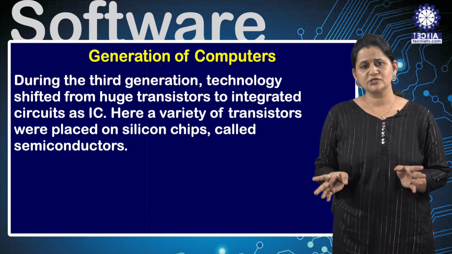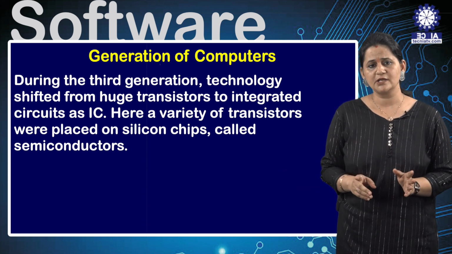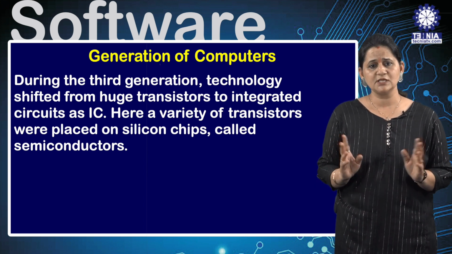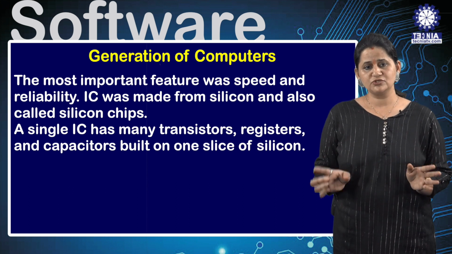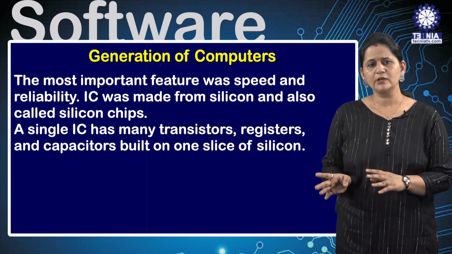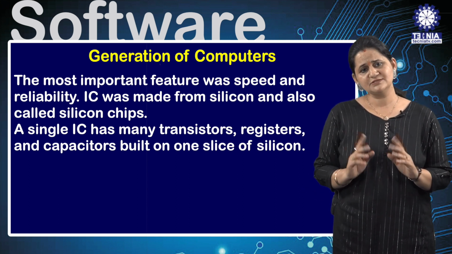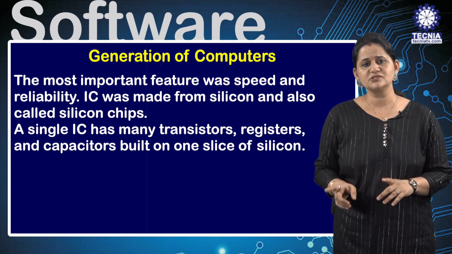During the third generation, technology shifted from huge transistors to integrated circuits, or IC. Here a variety of transistors were placed on silicon chips called semiconductor. The most important feature was speed and reliability. IC was made from silicon and also called silicon chips. A single IC has many transistors, resistors, capacitors built on one slice of silicon.